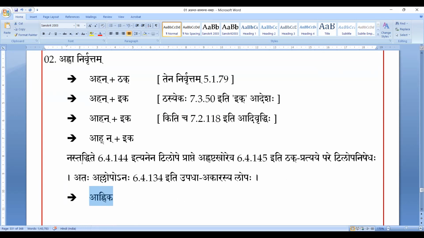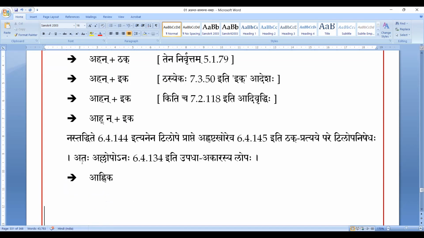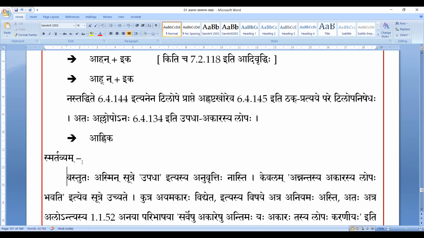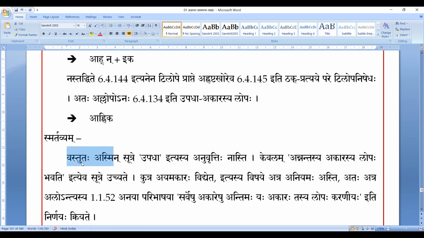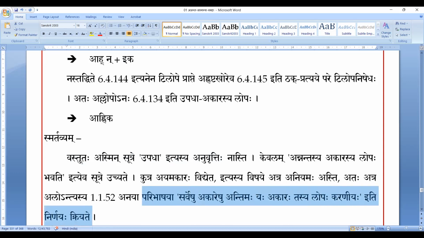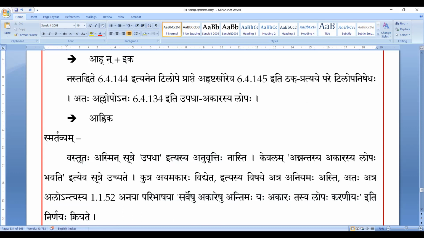Okay. This is the example for Allopanaha given. That is the example. It is Drashtavyam. Vasutaha Asmin Sutre Upada is Ityasya Anuvrittihi Nasti, Kevalam Anantasya Akarasya Lopaha Bhavati Sutre. This sutra doesn't have the Anuvritti of Upada. Therefore, Kevalam Anantasya Akarasya. The word ending with An, that Akara of An will become Lopaha.